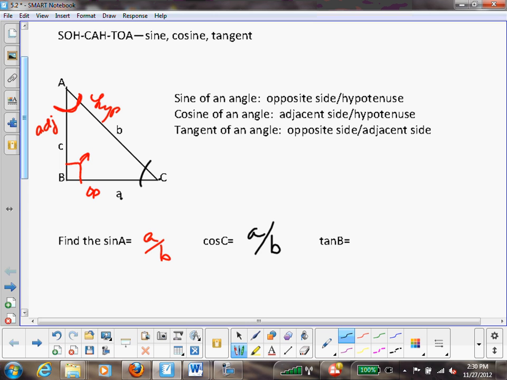So the sine of angle A is the same thing as the cosine of angle C. Do you see that? Because what is opposite for one angle is adjacent for the other. Okay? Tangent of B. Can you do that? Because opposite over adjacent, well, which one would be my adjacent side? Would it be C or would it be A? You can never take a sine, a cosine, or a tangent currently of a right angle. So this is not possible right now.